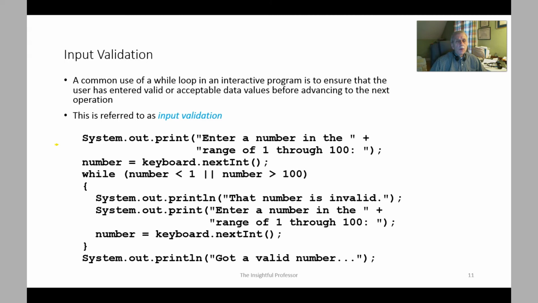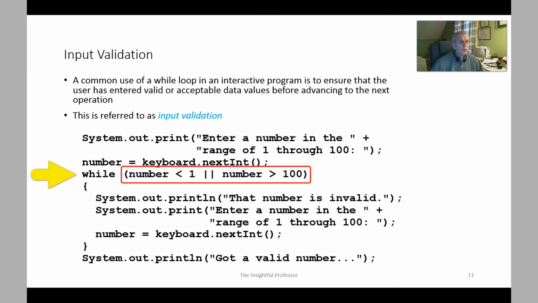This code begins by prompting the user, asking them to enter a value between 1 and 100. We then read the input that the user has entered, and assign that to a variable called number. Then, as long as the value they've given us is not within the acceptable range, for example, we're looking for 1 to 100, if they give us a value that's less than 1, that's not permitted, or if they give us a value greater than 100, that's not acceptable either.